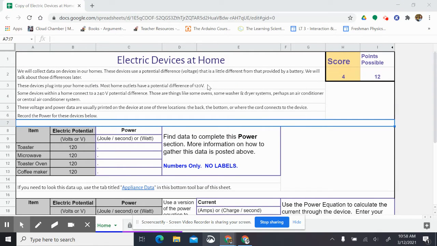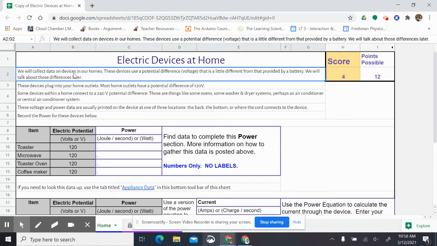Hello. A quick demonstration of how to go through and do this assignment. It's a little bit different layout than normal, so I thought maybe this would be helpful. We're going to collect data off of devices at home: toaster, microwave, toaster oven, coffee maker, any of those sorts of things that you have in the house.